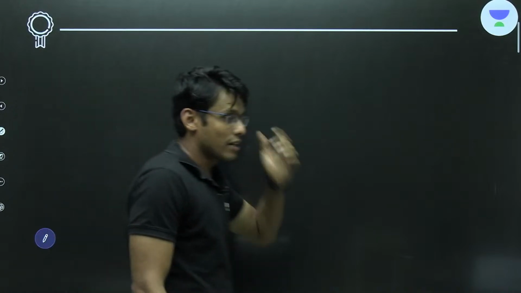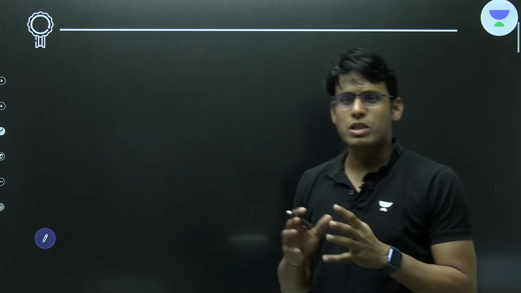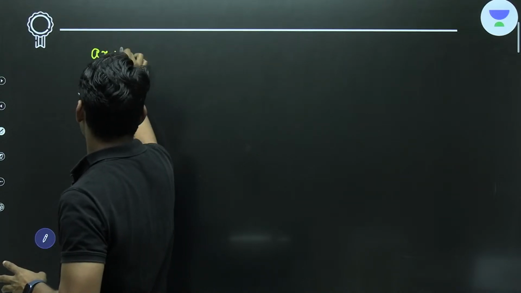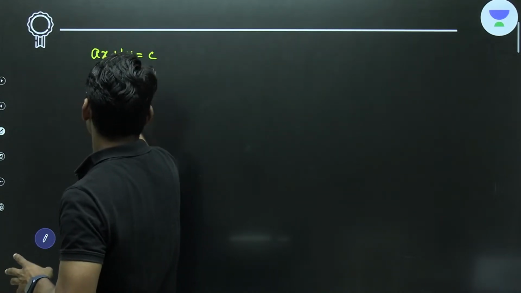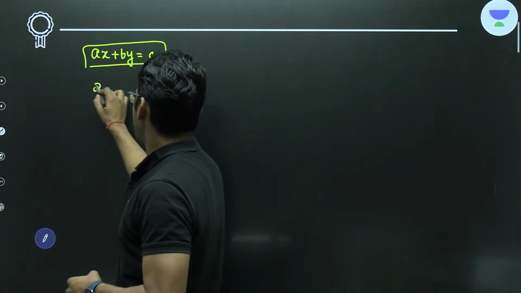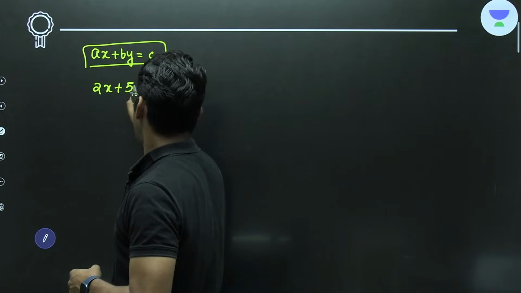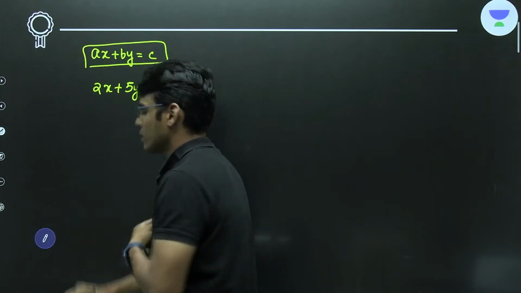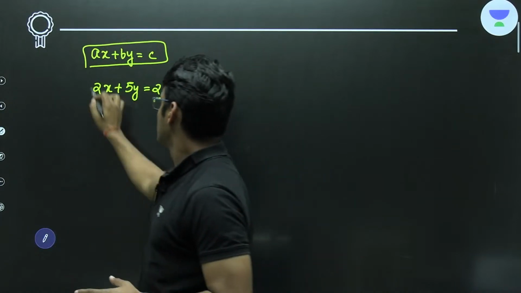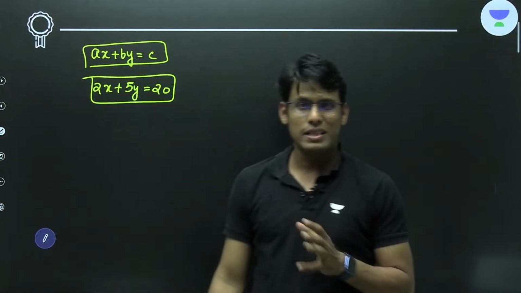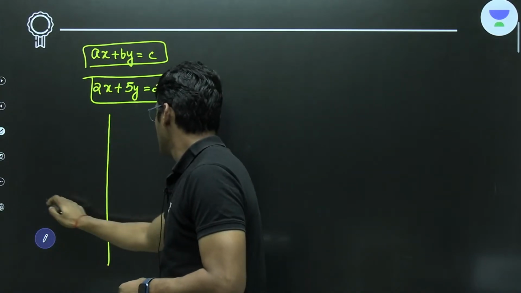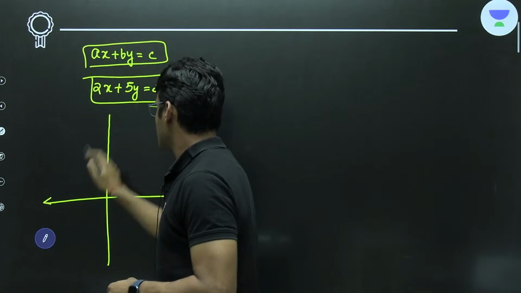Let's start. Now, I am going to start with a very, very simple equation: ax plus by equals c. Let's take one example: 2x plus 5y equals 20. If you have studied in class 8th, 9th and 10th, this equation represents a straight line. In fact, you can plot it also.